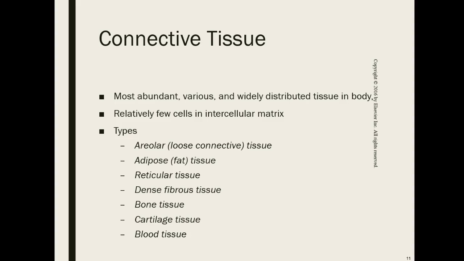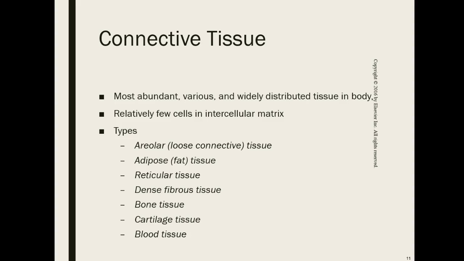Dense fibrous tissue, this is going to be your tendons and your ligaments. And these have a dense arrangement of collagen fiber. So if we think back to collagen, we remember that it has that flexible strength, which is a good component to have around those bones that the tendons and ligaments are going to be surrounding. Bone tissue is actually considered a connective tissue as well. This is a hard calcified matrix that you'll find in bone tissue.